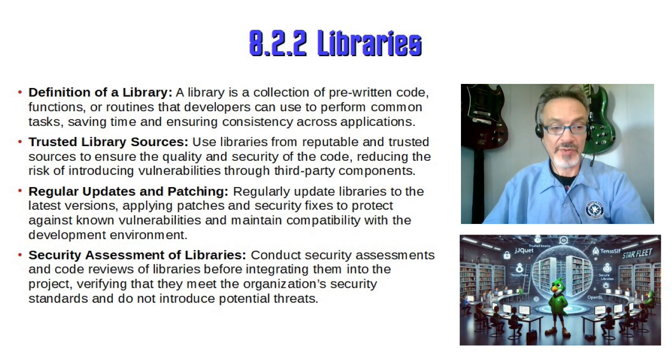8.2.2 Libraries. Libraries play a crucial role in software development by providing pre-written code that can save time and promote consistency. But they can also introduce security risk if not handled properly. Here's some things you need to focus on. First, the definition of a library. A library is essentially a collection of pre-written functions that developers can call upon to perform common tasks. This saves development time and ensures consistency across different platforms. Trusted library sources. It's important to only use libraries from reputable sources to avoid inadvertently introducing vulnerabilities into your project. For the exam, you should be able to identify how third-party components can create security risks.